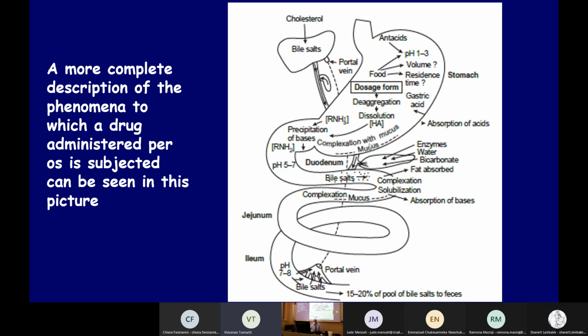There is another important point, complexation with mucus. You know that the pH is 1.5, around 2, and it is difficult for a normal cell to stay healthy at this pH value. And so the presence of this mucus is necessary. This mucus is able to defend the parietal cell of the stomach from the acidic attack of the hydrochloric acid.